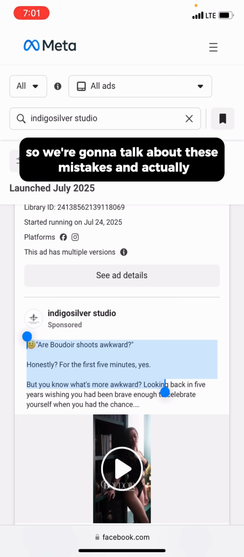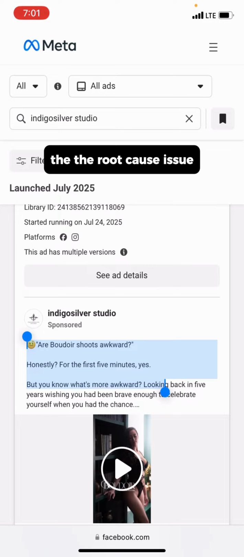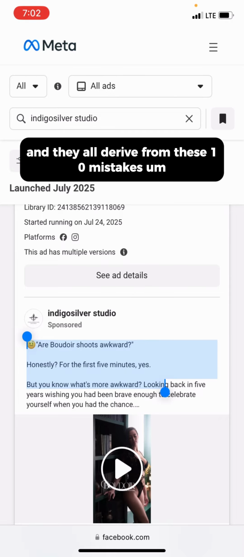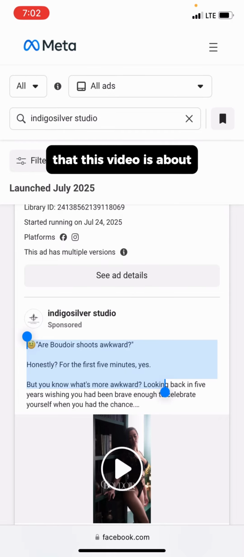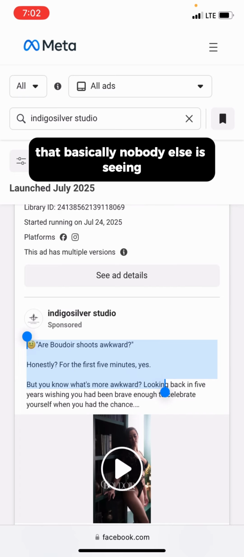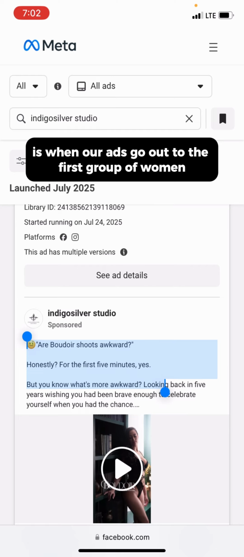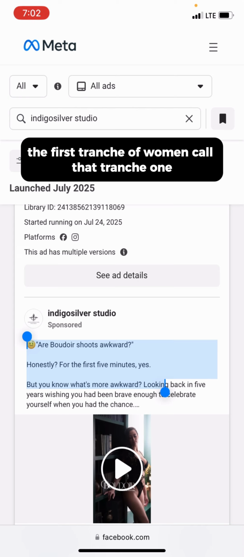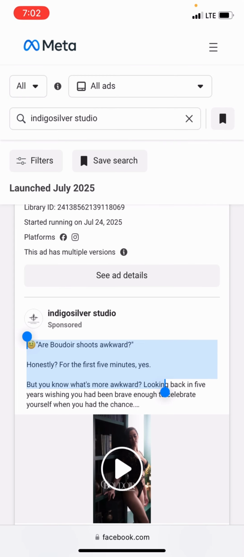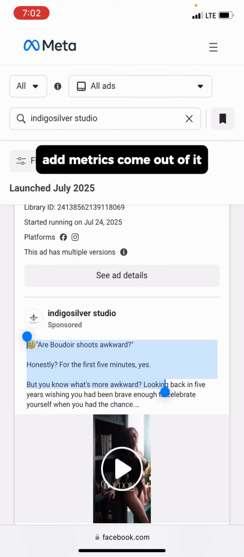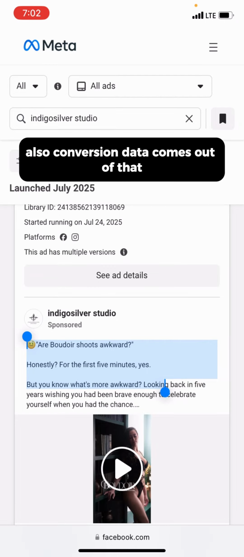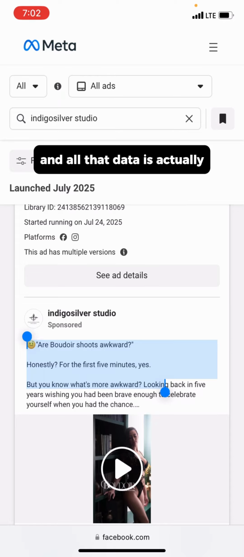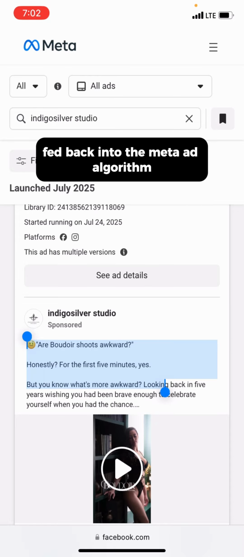So we're going to talk about these mistakes and actually the root cause issue that's causing these ads to burn out, causing the ads to die out, that everyone's missing. And they all derive from these 10 mistakes that this video is about. So the root cause issue that basically nobody else is seeing is this: when our Boudoir Facebook ads go out to the first group of women, the first tranche of women, call that tranche 1, ad metrics come out of it: unique CTR all, unique CTR link, so link click-through rate. Also conversion data comes out of that. And all that data is actually fed back into the Meta ad algorithm.